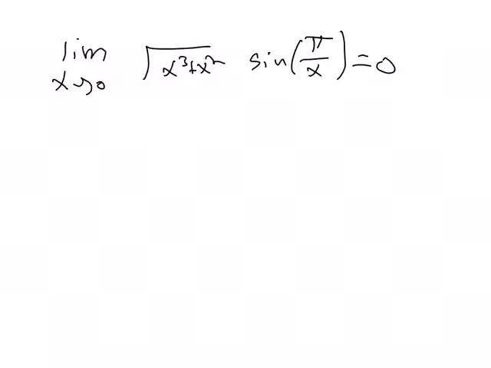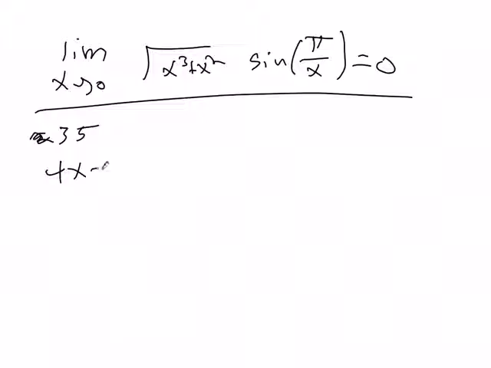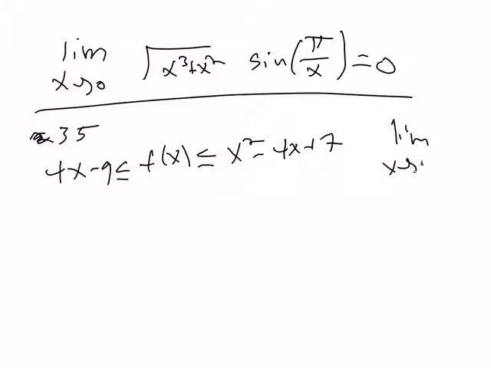Problem 35, I'm not sure why they claim it's hard, but okay. So 35. Our question is, we have 4x minus 9 is less than or equal to f of x, which is less than or equal to x squared minus 4x plus 7 for all x, and we want to find the limit as x goes to 4 of f of x.